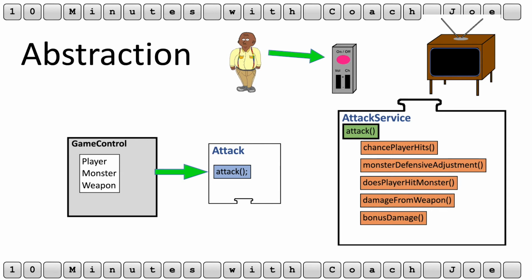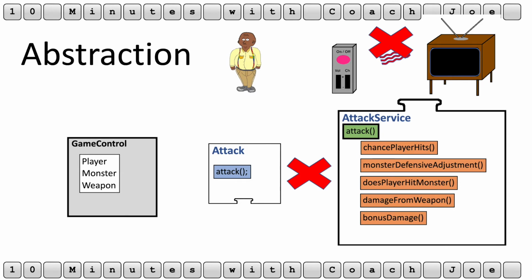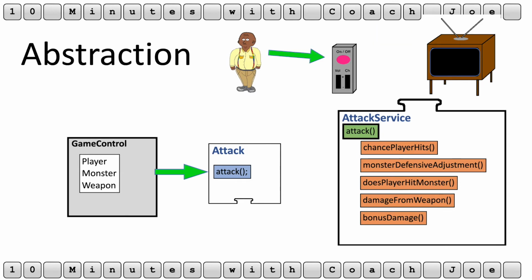The attack method is simple. The code in the attack service is complex. The game control class does not need to know how it works. That can be abstracted away. Just provide a simple method call that is easy as the power on button from the remote control.